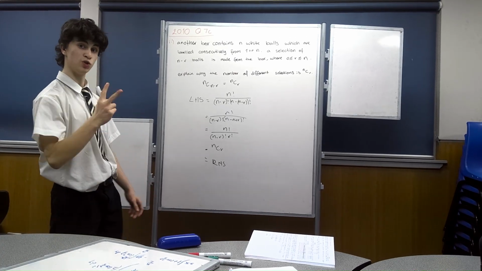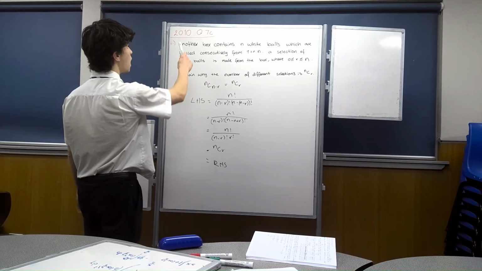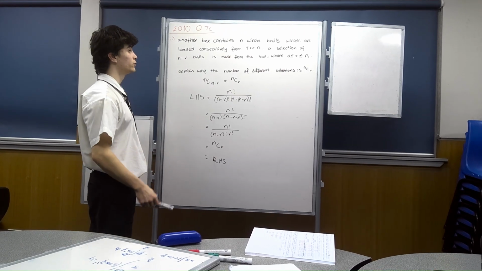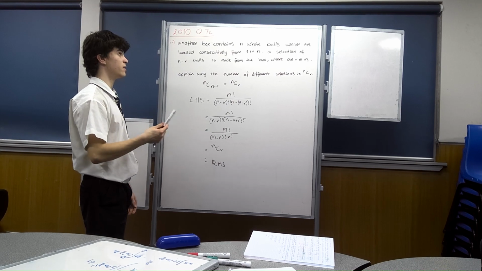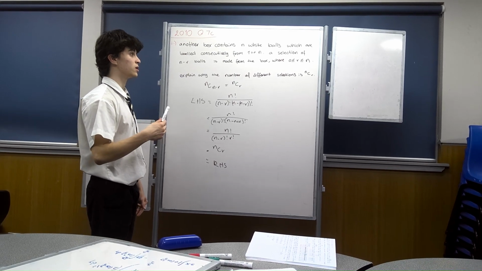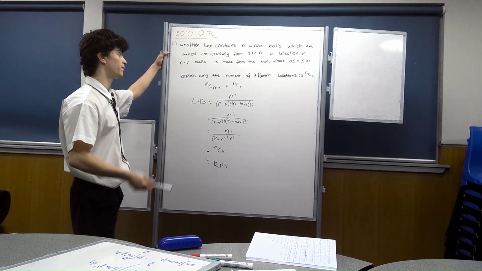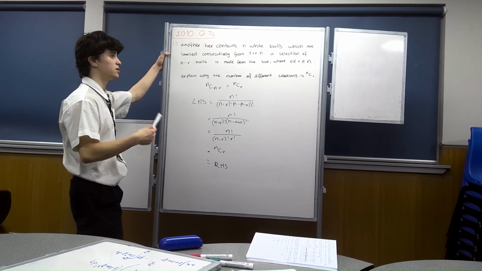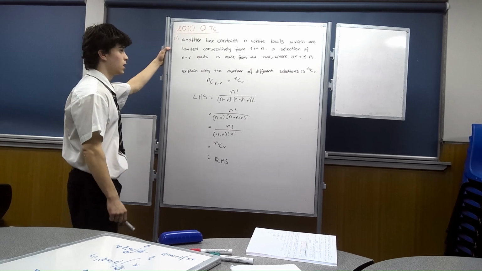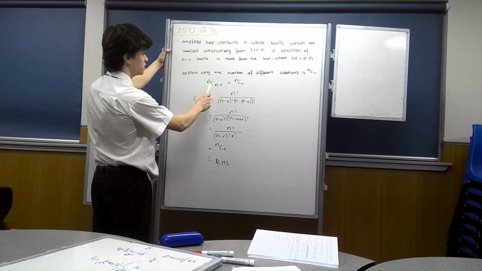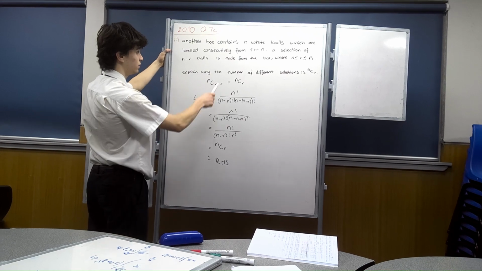Alright, part 2 of the question is asking: another box contains n white balls which are labelled consecutively from 1 to n. A selection of n minus r balls is made from the box, where 0 is less than or equal to r, which is less than or equal to n. Explain whether the number of different selections is nCr, where nCr is just the binomial coefficient. Basically what it's asking is whether n choose n minus r is equal to nCr.